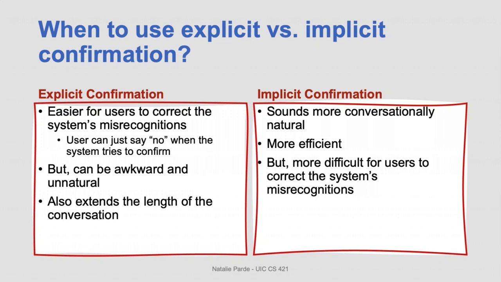There are advantages and disadvantages to both explicit and implicit confirmation. Explicit confirmation generally makes it easier for users to correct the system's mistakes, but it can also lead to some awkward, unnatural exchanges. It also extends the length of the conversation, which isn't generally desired in task-based dialogue systems. Implicit confirmation sounds more natural and is also more efficient. However, it's more difficult for users to correct mistakes since the confirmations are embedded in other questions, so there might end up being more downstream confusion from using this strategy.